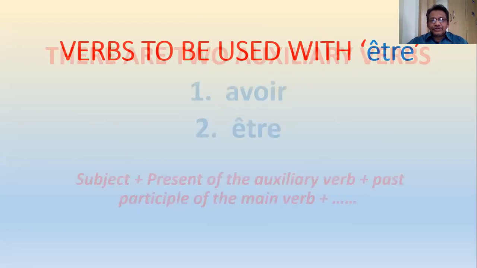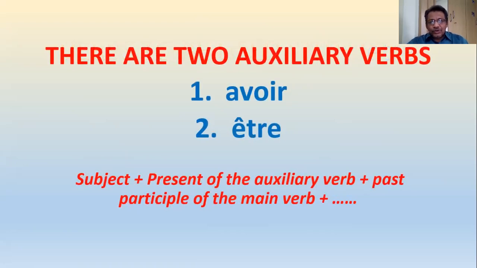Okay, now the question is, there are two auxiliary verbs, avoir and être. Let's see what these two verbs do when a sentence is written in a compound tense. If there are two verbs, then which verb is to be used? Whether it has to be avoir or être is the question.